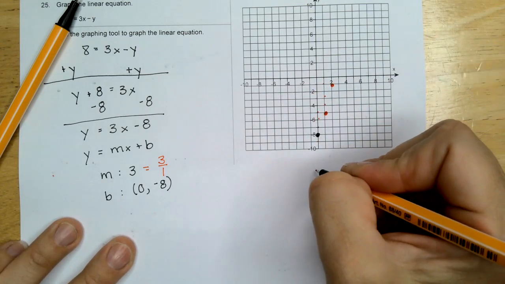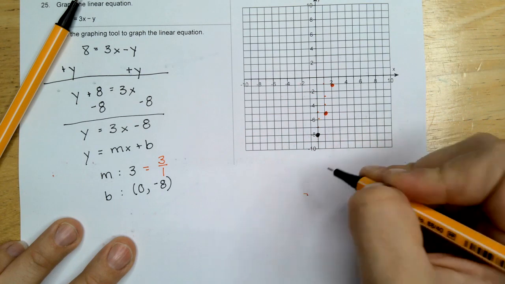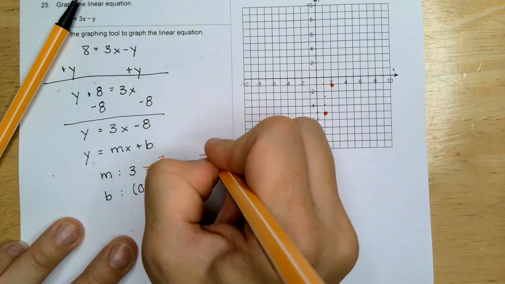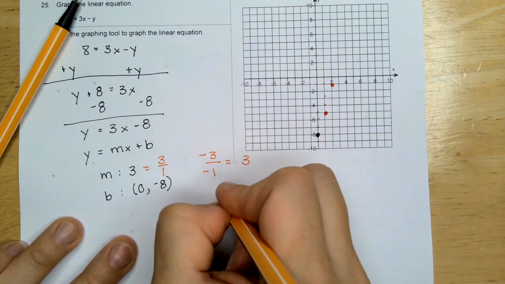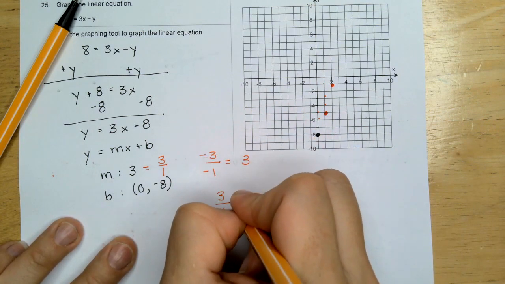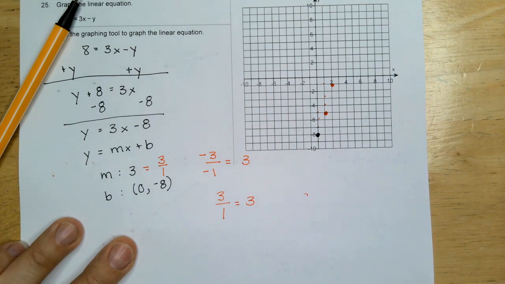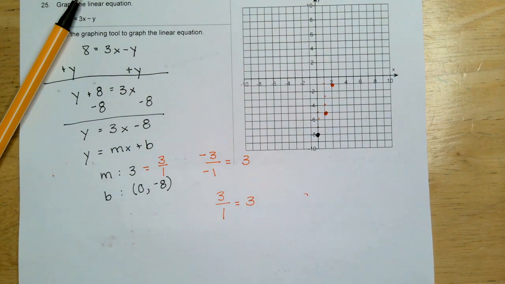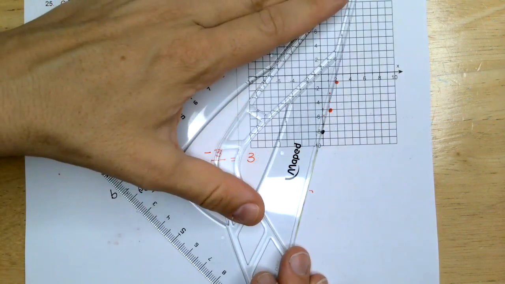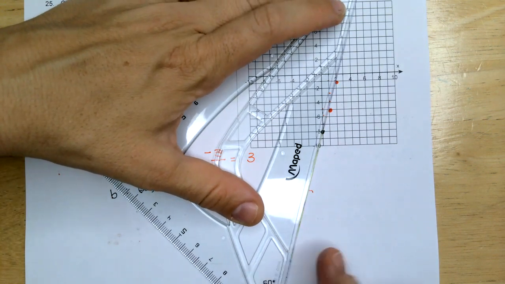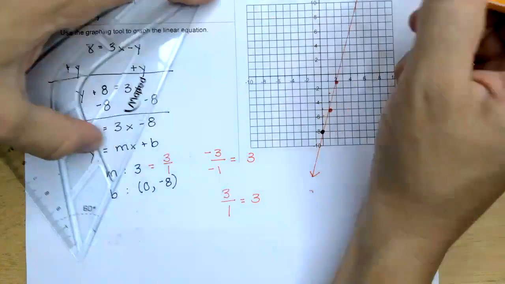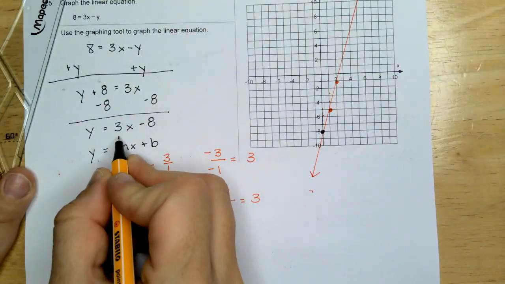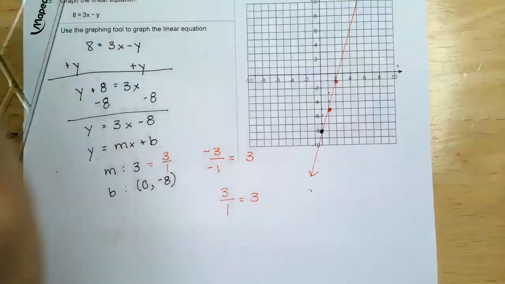You can also go down 3, negative 1, down 3, negative 1, because negative 3 divided by negative 1 also gives me a positive 3. Positive 3 divided by positive 1 gives me a 3, and negative 3 divided by negative 1 gives me a 3. So either of those is a fine direction when you're deciding how to graph it. And here I know that my slope was positive and my line is positive, so that's good.